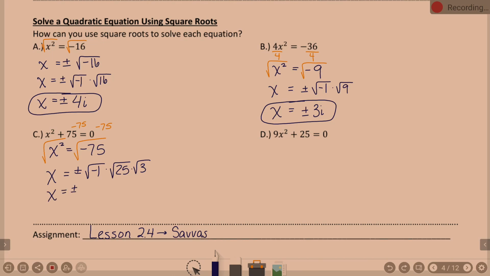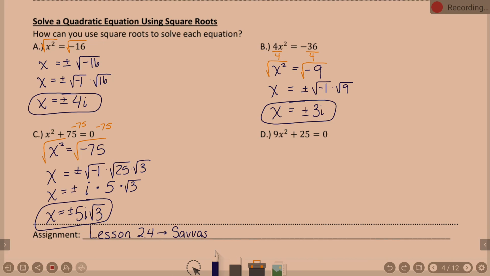The square root of negative 1 is going to be i. The square root of 25 is going to be 5. And the square root of 3 is going to be the square root of 3. So put that all together as a final answer, and I have plus or minus 5i times the square root of 3. Okay. Are we good with C?